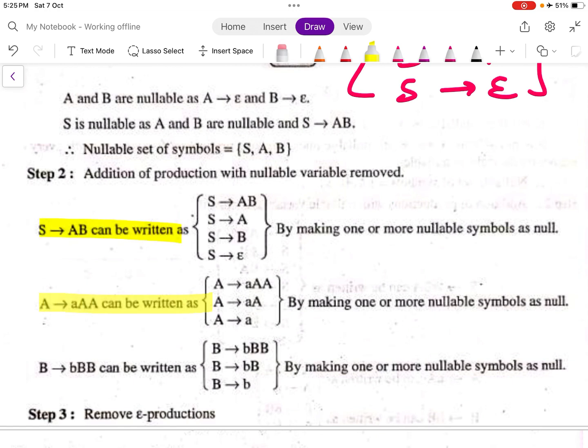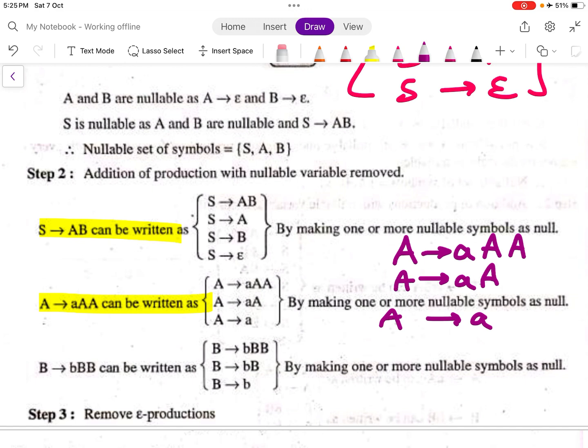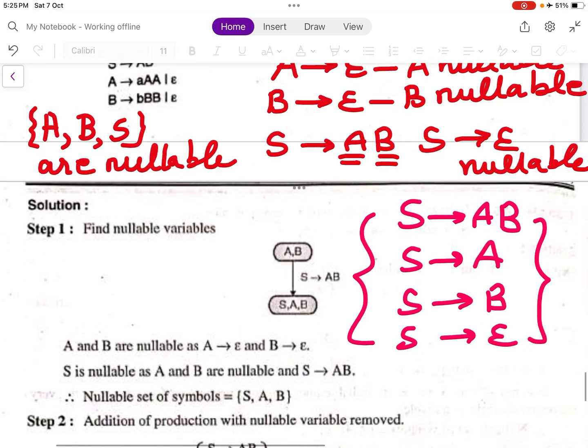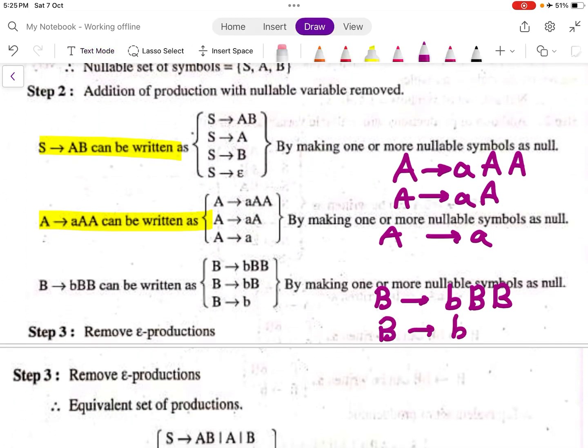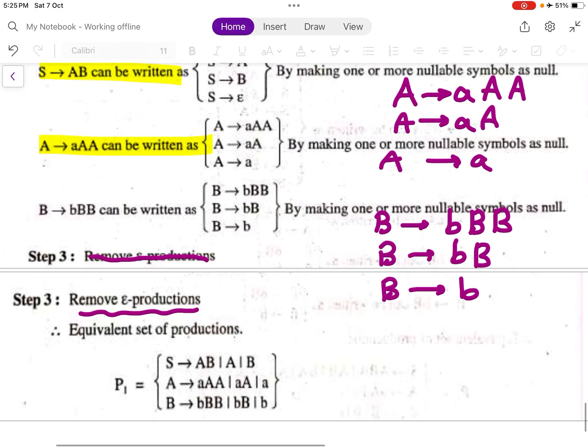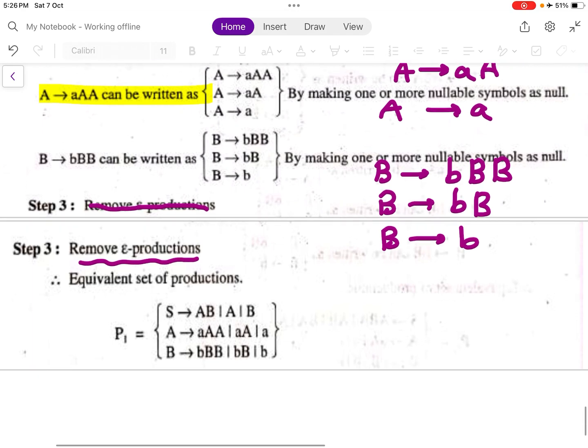For A you have the productions with capital A and small a. So these are the productions for A. For B you have the one which is given in your question, small b, then capital B with small b, and so on. So removing the epsilon productions, step number 3. What do we get?